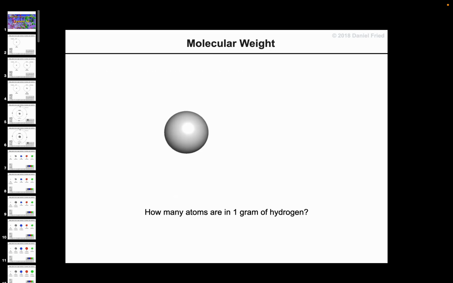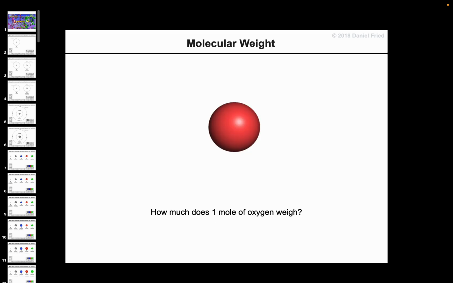How many atoms are in 1 gram of hydrogen? We just talked about 1 mole of atoms. How many grams of hydrogen are in 1 mole of atoms? 1 gram. How much does 1 mole of hydrogen weigh? 1 gram. How much do 2 moles of hydrogen weigh? 2 grams. How much does 1 mole of oxygen weigh?